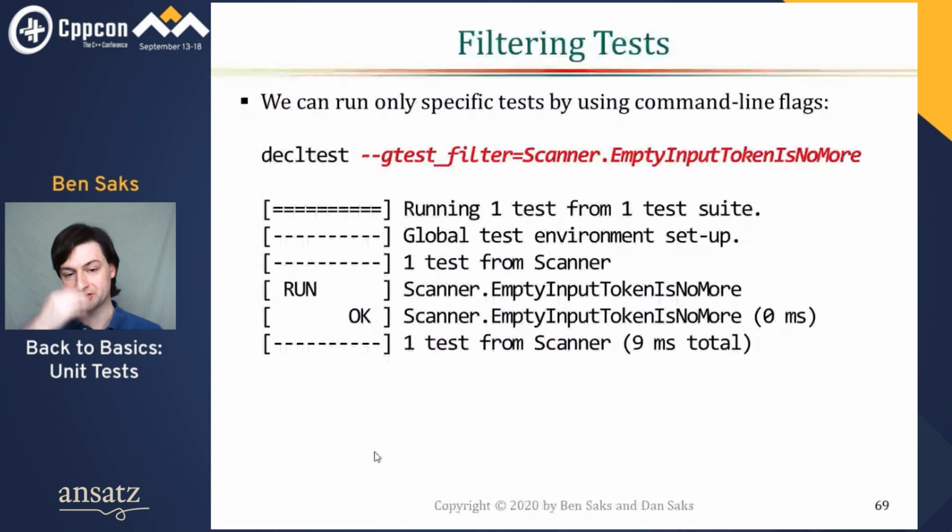Now, we can also filter this down. So if we only wanted to run a specific test, like the empty input token is no more test, we could apply a filter to the program. That tells it only tests that match this pattern, which in this case is just a literal string, should be run this time that we run the decl test program, which is the name of our test program.